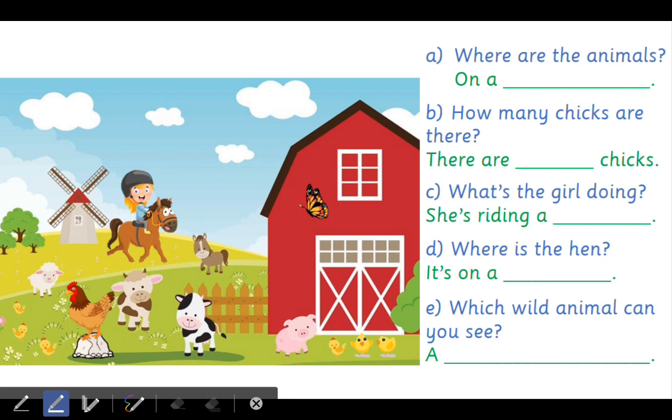Now, let's read the questions, alright? They say, where are the animals? Are they in a house? Are the animals in a farm? Are the animals in a river? In a cliff? In a valley? Are the animals in a plateau? They are in a farm. Well said, it would be they are on a farm.